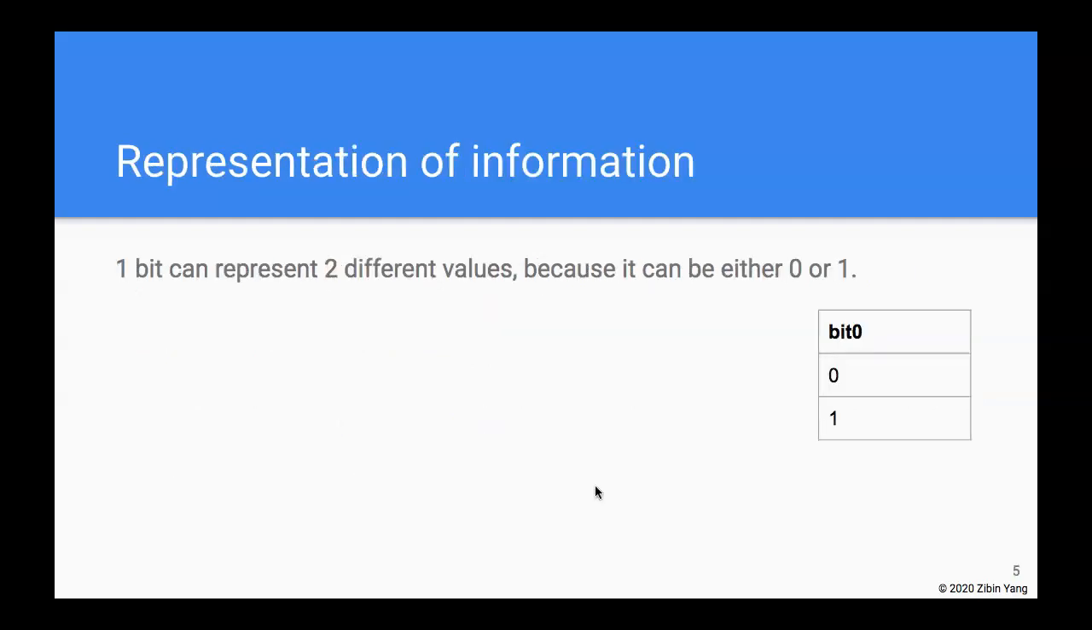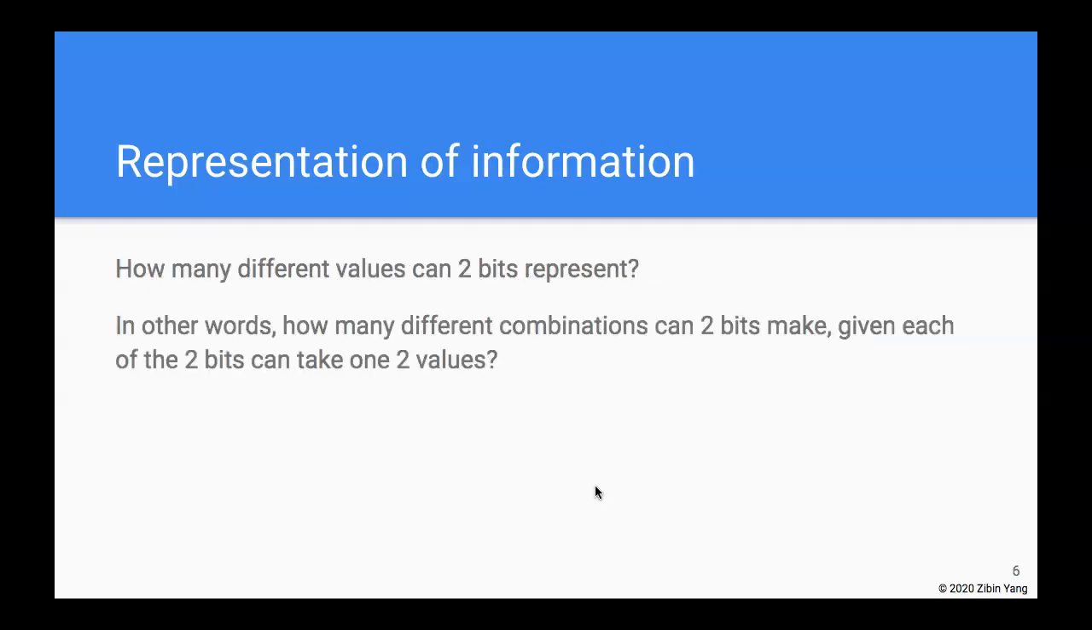So a bit, as we just said, can be either zero or one. So obviously one bit can represent two different values. Okay, what about two bits together? How many different values can they represent? You can think of it this way: given two bits, each of them can take a value of 0 or 1, then how many different combinations can the two bits together make?